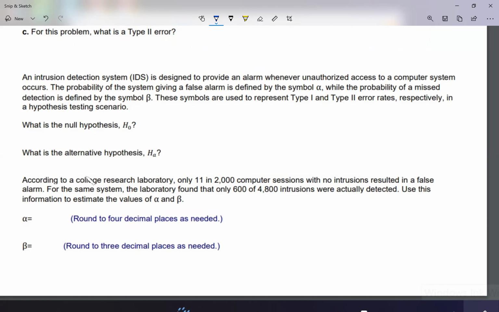Okay, so let's see. There's an intrusion detection system, basically an alarm, designed to provide an alarm whenever unauthorized access to a computer system occurs. The probability of the system giving a false alarm is defined by the symbol alpha. You can see the alpha there, while the probability of a misdetection is defined by the symbol beta. These symbols are used to represent type 1 and type 2 error rates, respectively, in our hypothesis testing scenario.